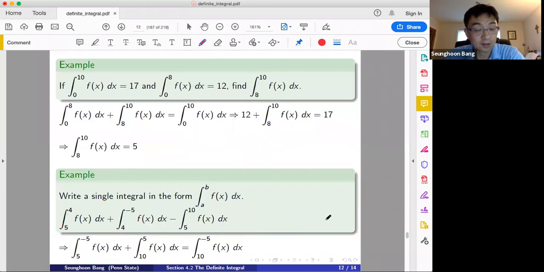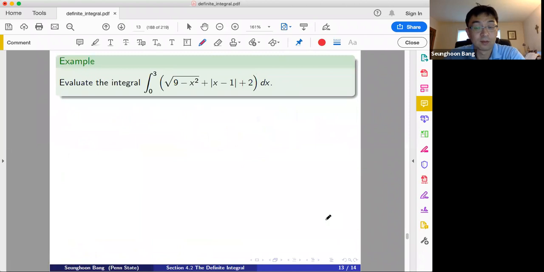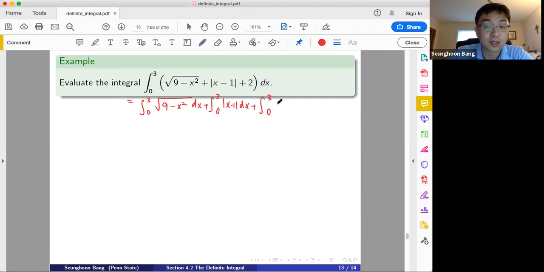So like this. The next one. How can you calculate this one? Let me see. Just like addition, you have to distribute. Distribute. So what does it mean? Here. Integral 0 to 3 of the square root of 9 minus x squared dx, plus the integral from 0 to 3 of the absolute value of x minus 1 dx, plus the integral from 0 to 3 of 2 dx.